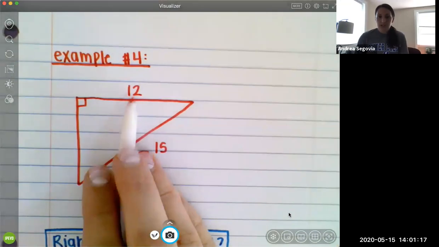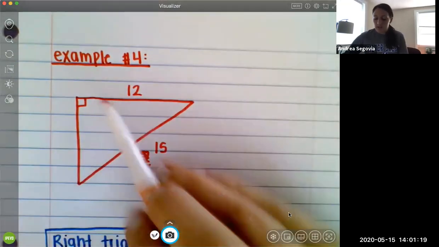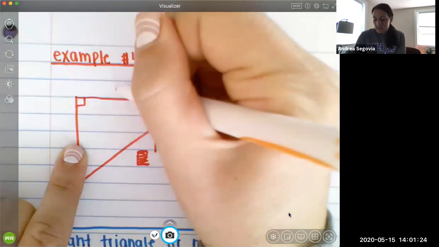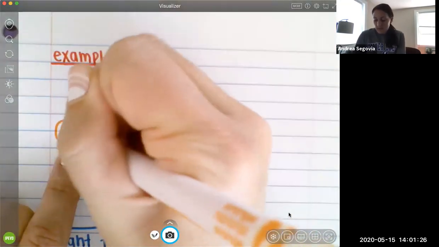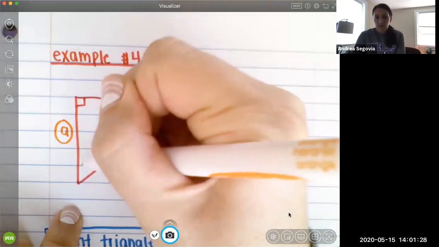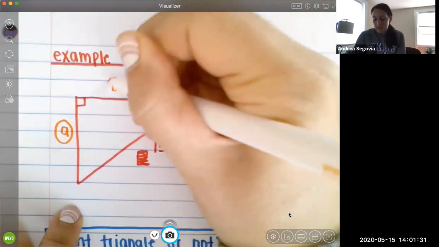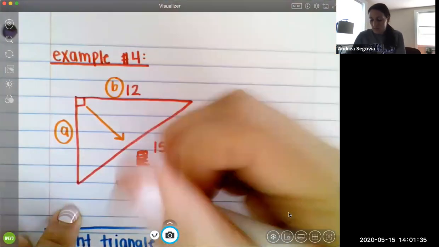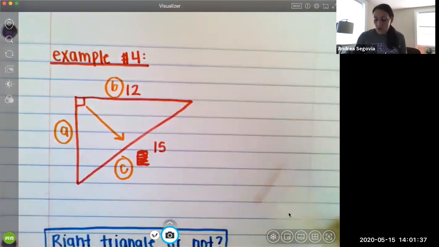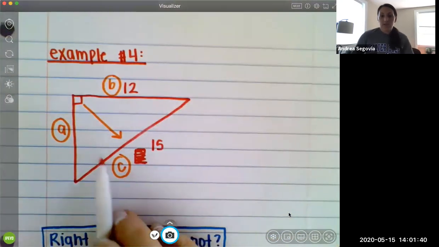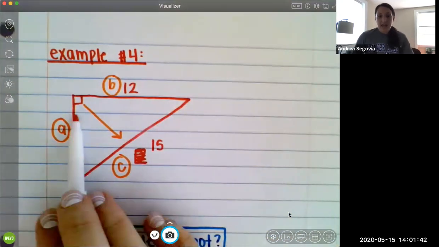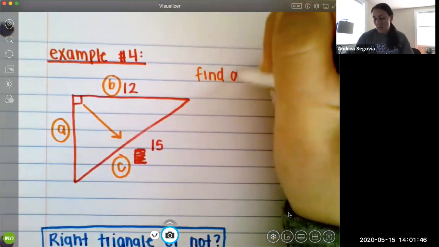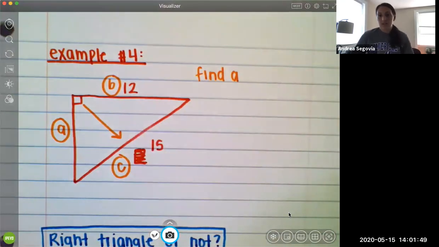All right, first step, identify A, B, and C. So I start at my right angle. I go to the two sides connected to it. One of them is A. Uh-oh, I notice here I have no measurement for side A, and the other one is B. I do have a measurement for B. We're gonna go across from the right angle, and we're gonna get a C. In this one, I can identify that my missing side is side A. So our goal is to find A. What is the A value for this side?